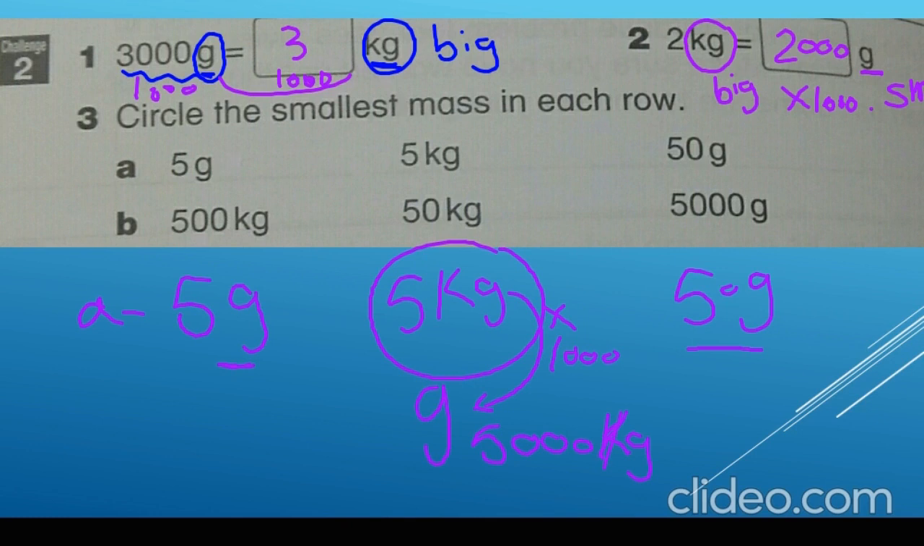No, 5,000 gram. Okay. So order 5 gram, 5,000 gram, and 50 gram. Which one is the smallest? This one. So write number 1.